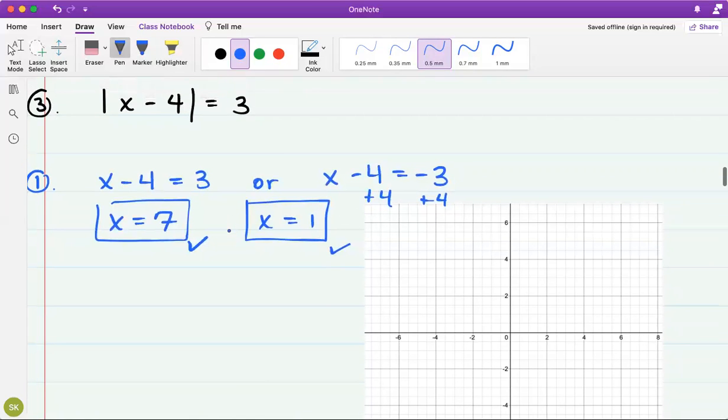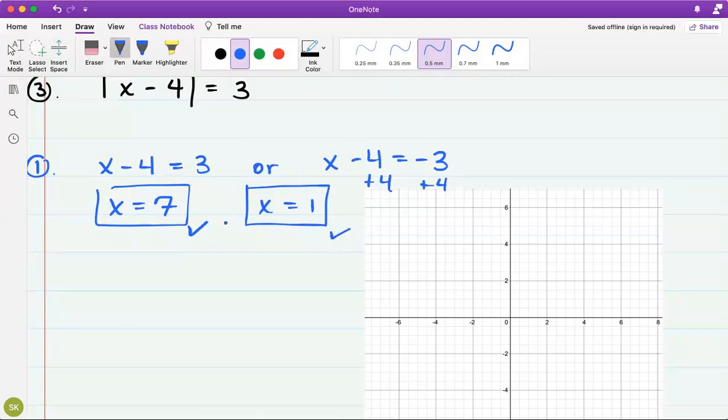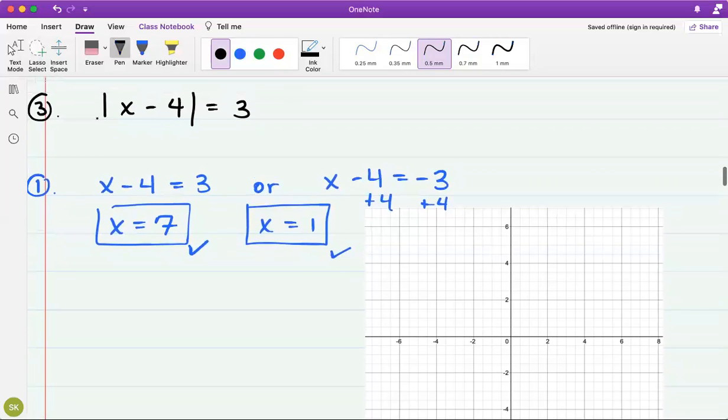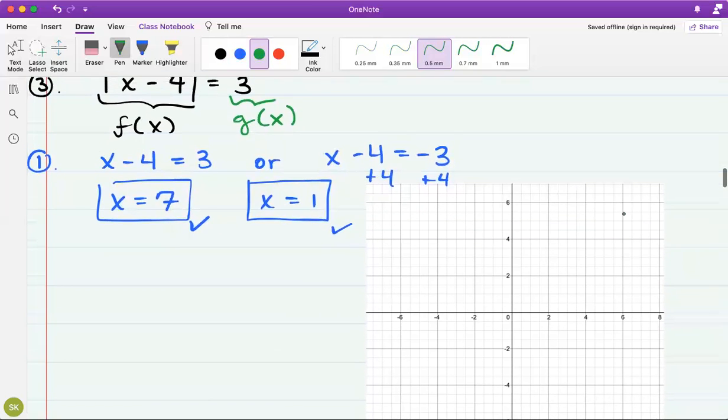Okay, so what I'm going to do now is verify this by graphing. And here we're going to use some things we learned a while back, which is transformations of functions. We're going to think of this side as a function f of x, and let's think of this side as a function g of x. This one's really easy to graph. Let's go ahead and graph it. We're going through 3.